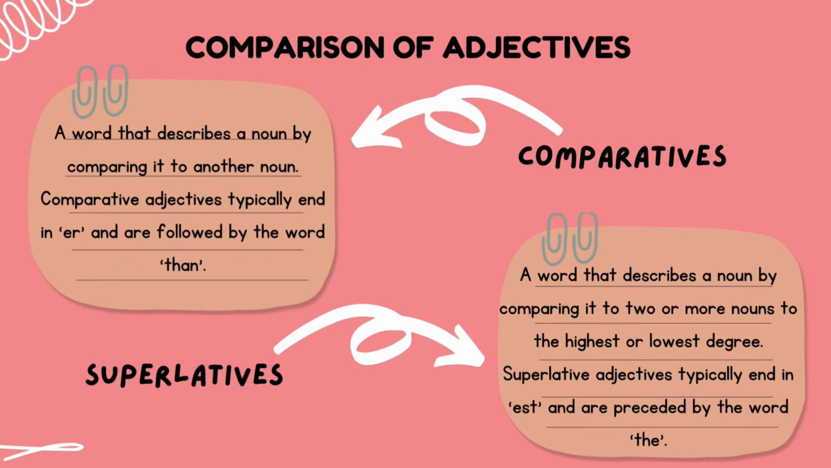Okay, students, so we are going to learn about comparison of adjectives. There are two types of comparison of adjectives. The first one is comparative and the second one is superlative. Comparative is a word that describes a noun by comparing it to another noun. Comparative adjectives typically end in -er and are followed by the word "than".